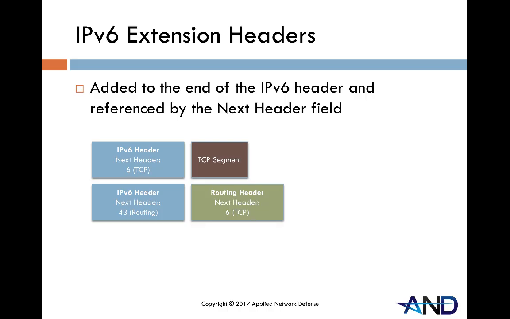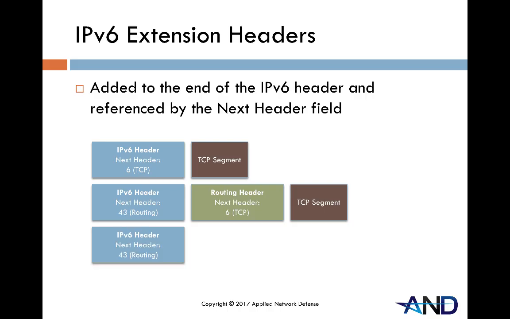At this point, IPv6 header, routing header, we're still at the network layer. We have to get up to the transport layer at some point, and the next header field in the routing header is going to do that, and then we would see the TCP segment. Now, the cool thing about this is you can chain as many of these extension headers onto the end of the IPv6 header as you need to.